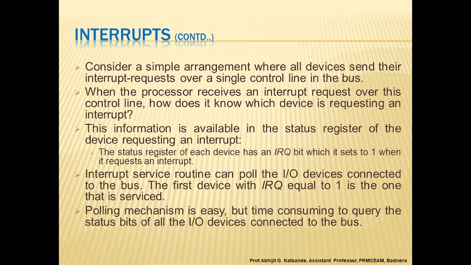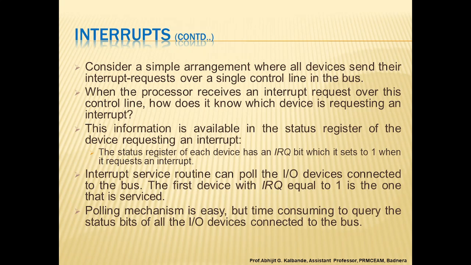Consider the simple arrangement where all the devices send their interrupt requests over a single control line in the bus. When the processor receives an interrupt request over this control line, how does it know which device is requesting an interrupt? This information is available in the status register of the device requesting an interrupt. The status register of each device has an IRQ bit, that is, the interrupt request bit, which is set to 1 when the device requests an interrupt. If it has not requested, then it is 0.